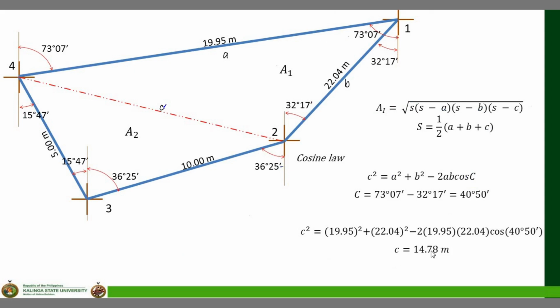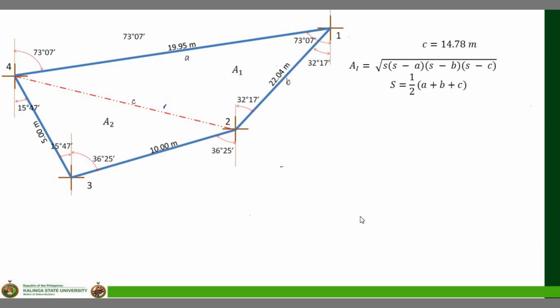Okay, after na nakuha ko na si side C, pwede ko nang ma-solve yung area 1. Wherein area 1 is equal to that equation. So, alamin lang yung value ni S. S is equal to 1/2 of 19.95 plus 22.05 plus 14.78. So, my S here is equal to 28.385 meters.